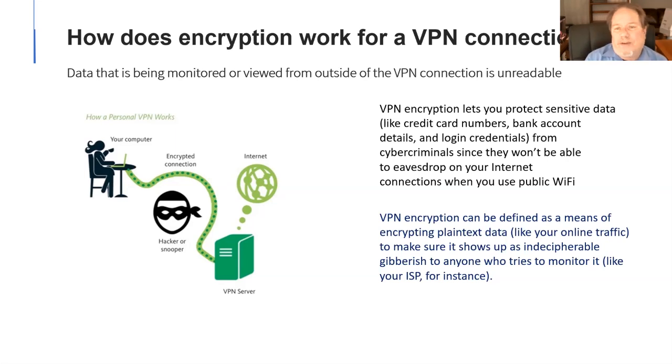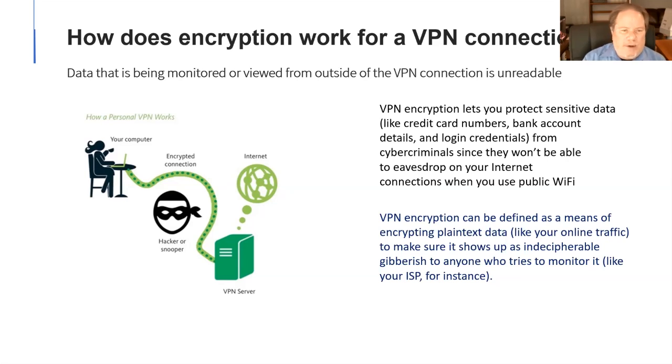So to read what's on the screen, VPN encryption lets you protect sensitive data like credit card numbers or bank account details or login credentials from cyber criminals, since they won't be able to eavesdrop on your internet connections when you use public Wi-Fi. VPN encryption can be defined as a means of encrypting plain text data, which is readable, to make sure that it shows up as indecipherable gibberish to anyone who tries to monitor it.